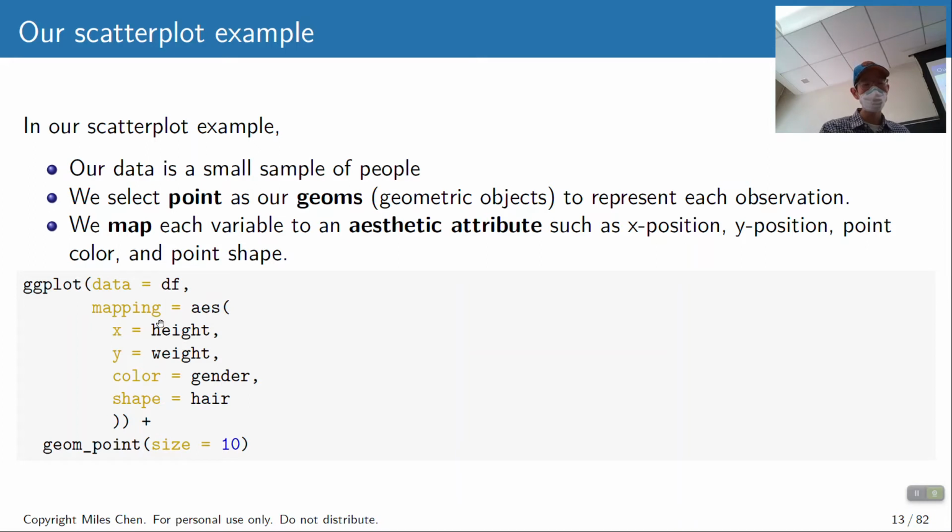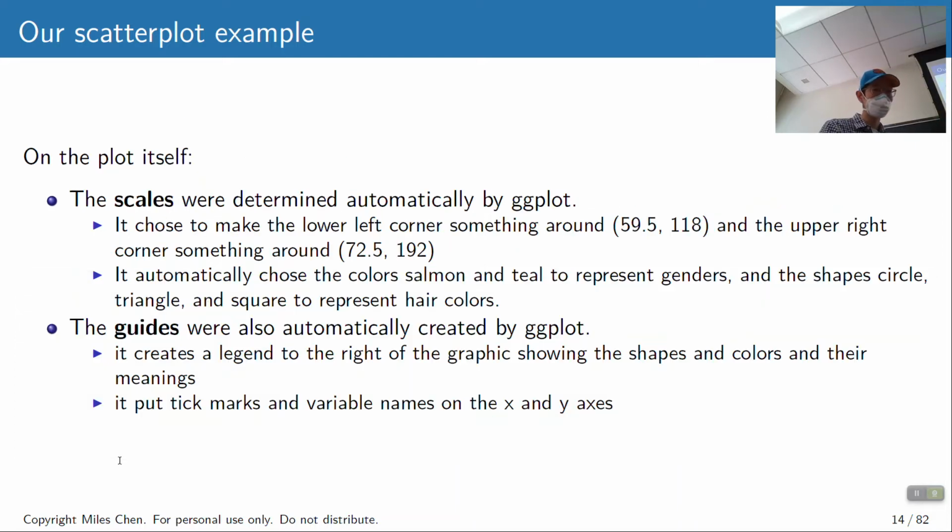So over here I'm saying the variable height goes to X, variable weight goes to Y, and so on and so forth. And then you also specify how we're going to represent these things. And here I'm going to say I'm going to use points, point geometries to represent these things. But there's other geometries like the line and the bar and things like that.